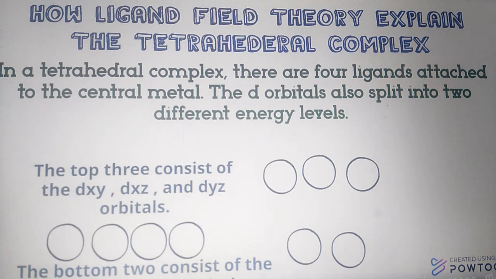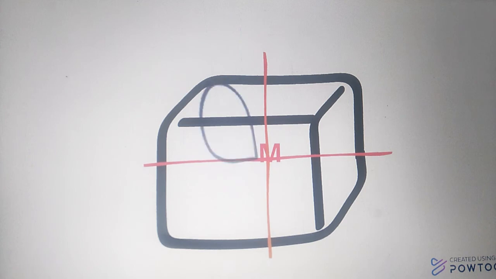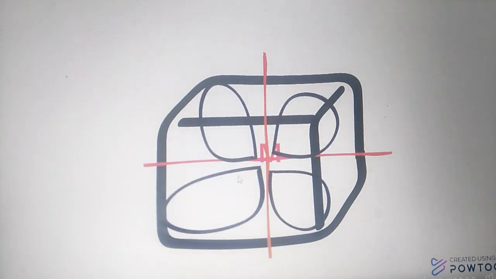Now consider a cube-like structure. This is a cube-like structure. In the center we put the metal ion. This is the y-axis and x-axis. This is the orbital of dxy or dyz or dzx, whose lobes are present between the axes. Remember, this lobe is directed toward the corner. This is the corner. And the ligand approaches in case of tetrahedral complex along the corner, not along the x-axis.